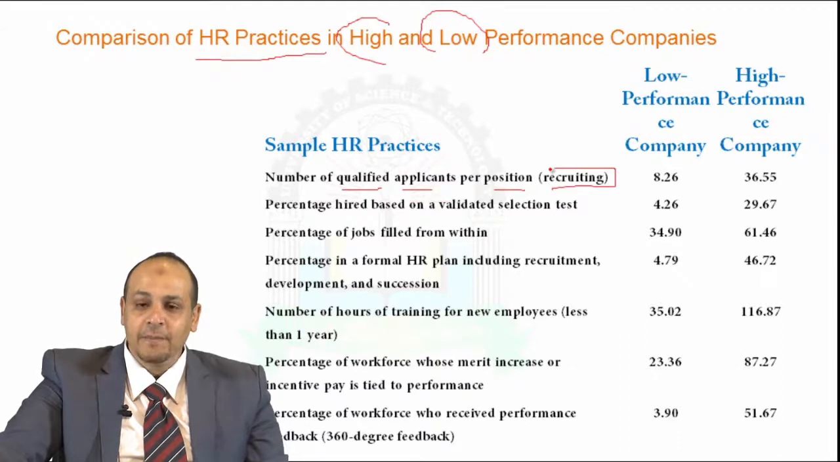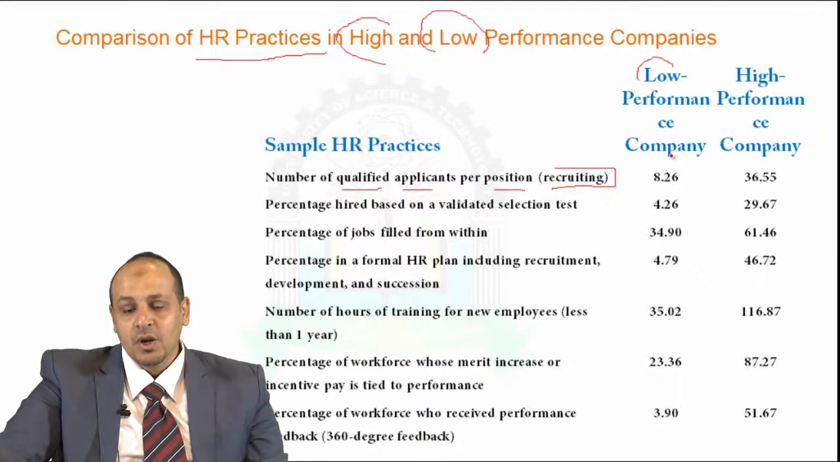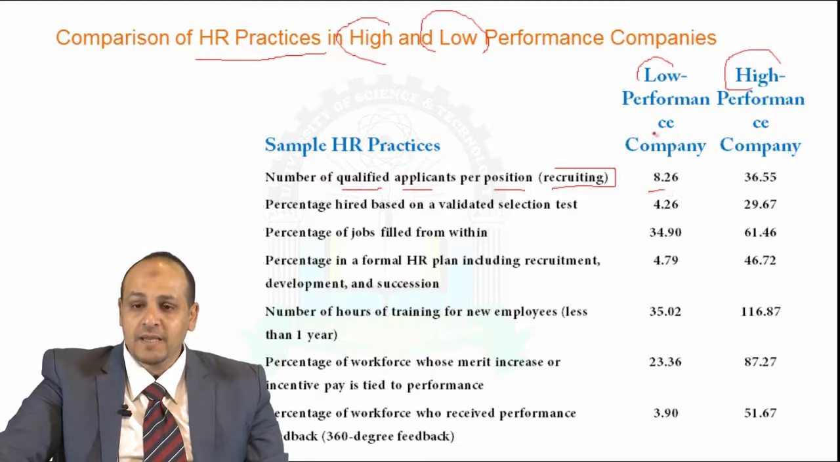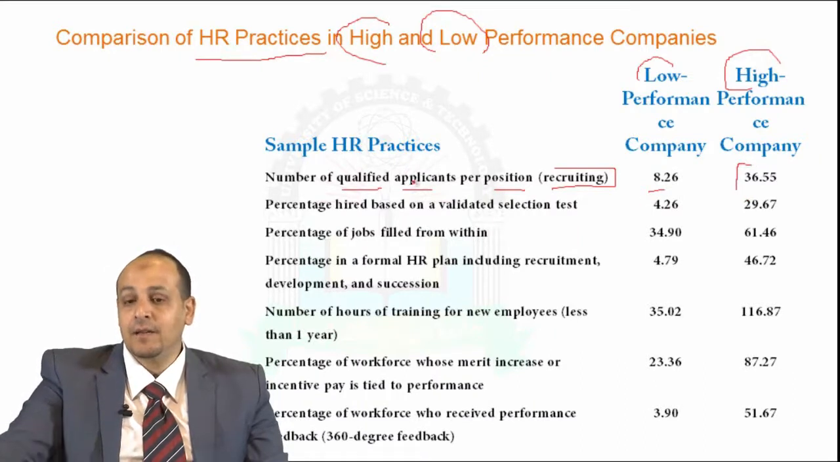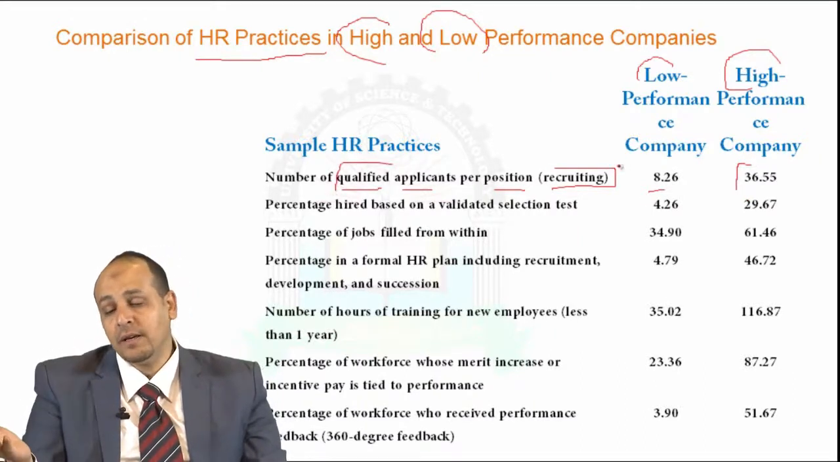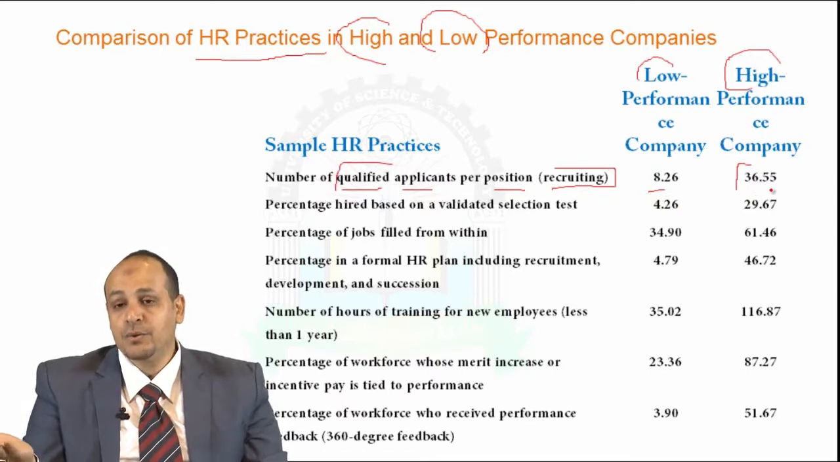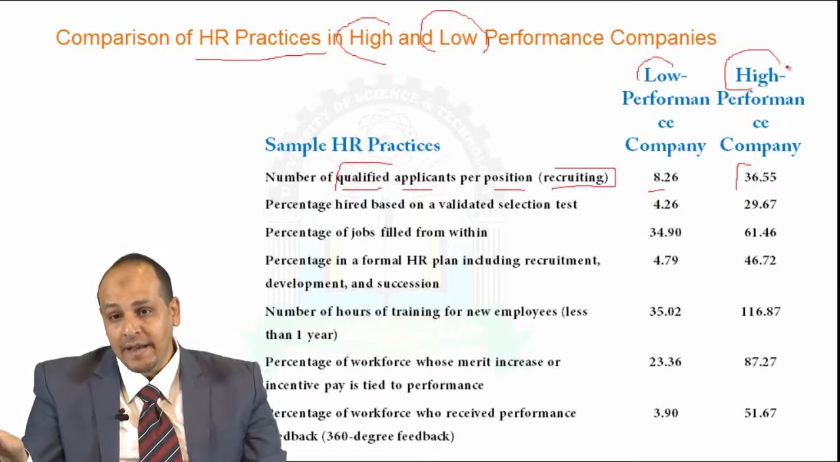According to the study here, this is about 8.26 in low performance companies, while in high performance companies, we're talking about qualified employees, 36.55. This means that the policies adopted by these companies will only choose the best kind of employees, according to the strategic human resource management system they have.